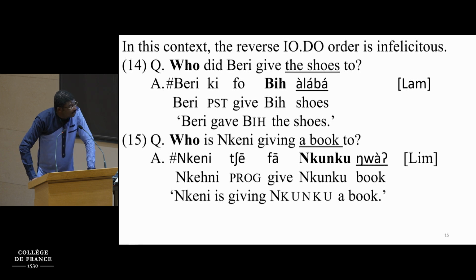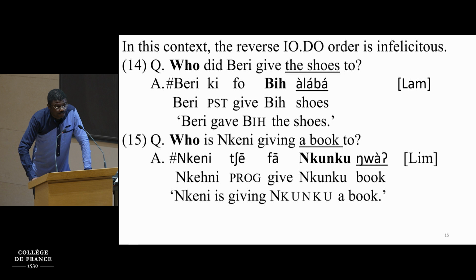So that's why in a context like 14 or 15, who did Barry give the shoes to? You cannot have new information here preceding the old information. That is inappropriate in this specific context. So the context in which old information precedes the new information is the appropriate one. So we have both cases in 14 and 15.